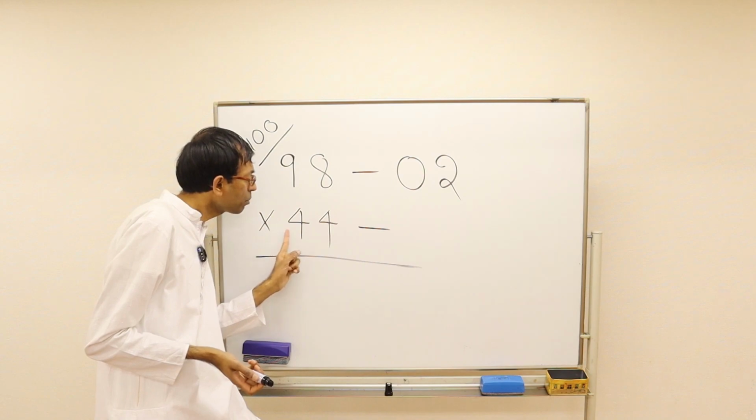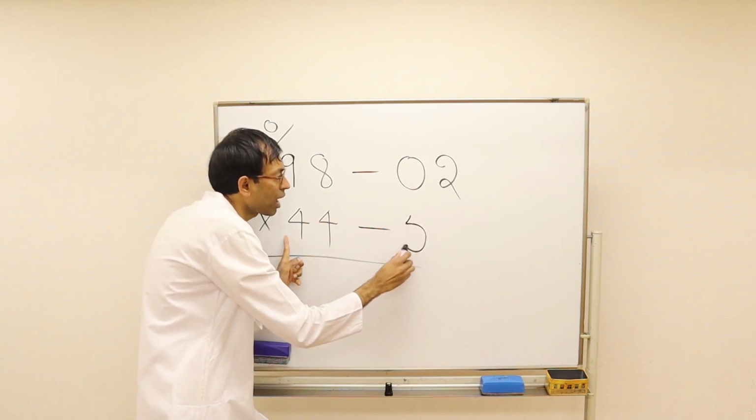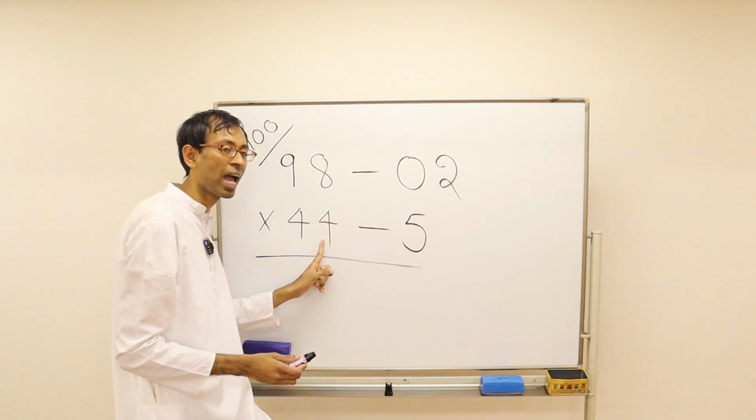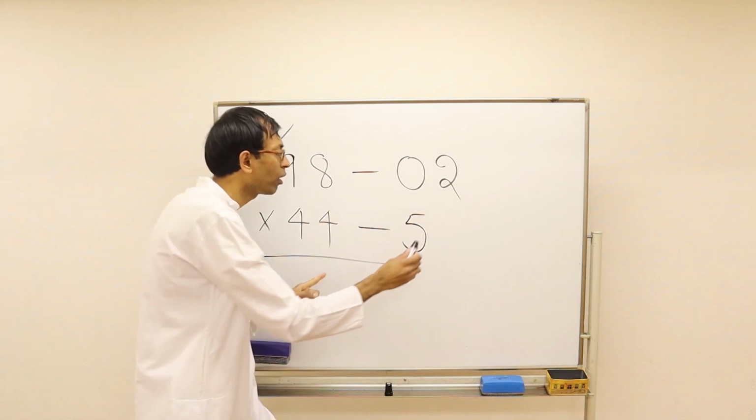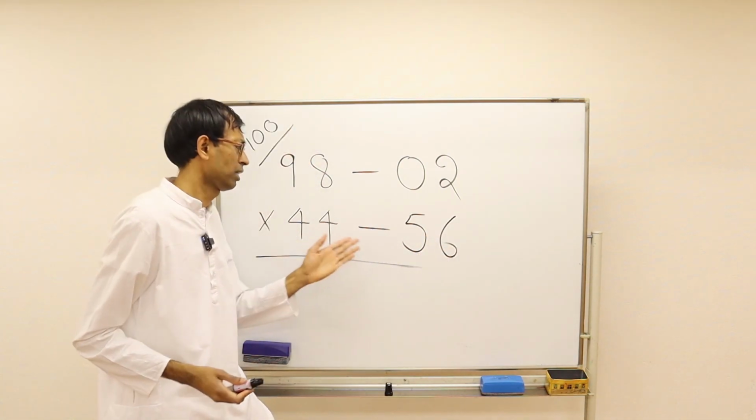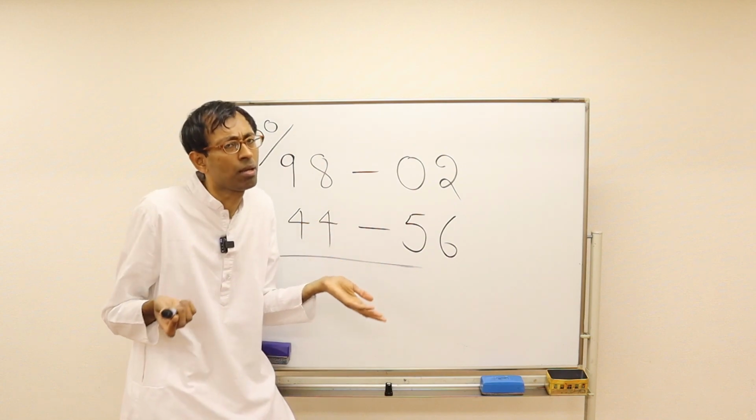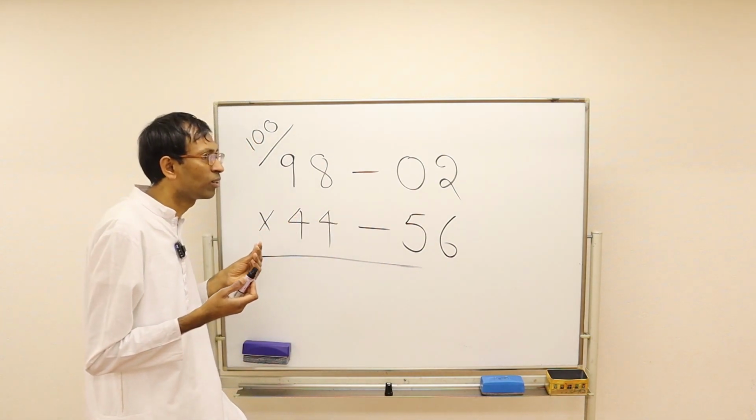So 9 minus 4 is a 5. Okay, we have reached the end. So 10 minus 4 is a 6. This is how you get this number. That's very simple. Okay, now write down the answer.